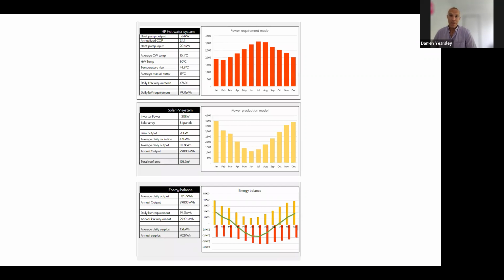So this is just the overview of the power requirement model, the power production model, and then the energy balance. So you can see kind of how that stacks up. You can see the annualized COP of the systems, 3.1 to 1. This particular system was in Auckland, so it uses that NIWA climate data to create as accurate a model as we can. And again, this is showering everybody in the building once a day. So it gives you just a basic idea of the expected performance of the system.